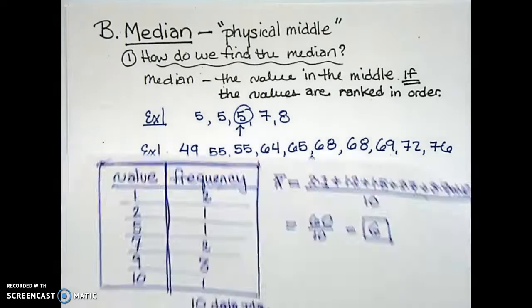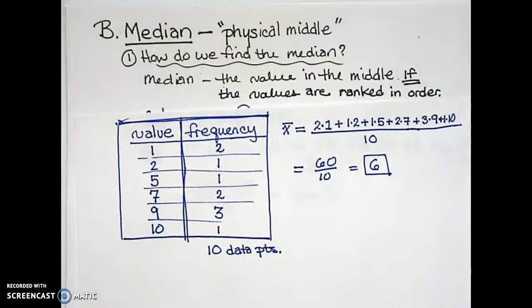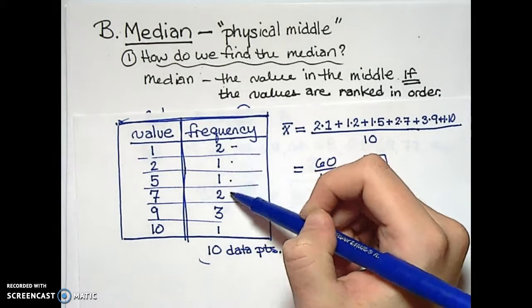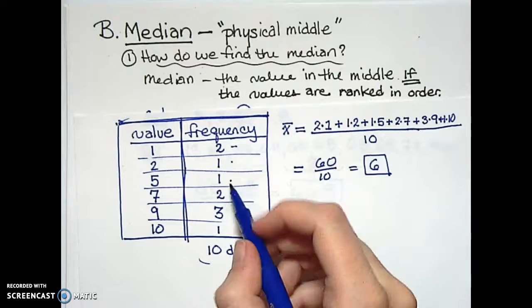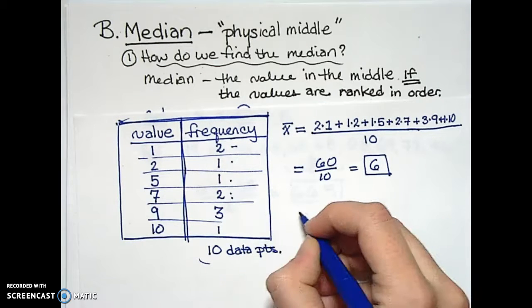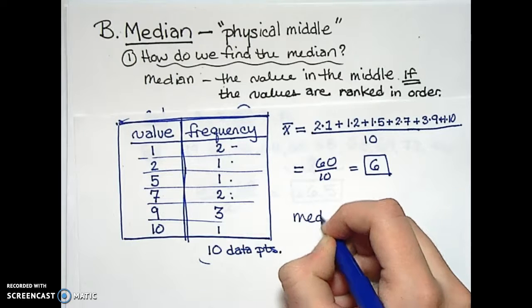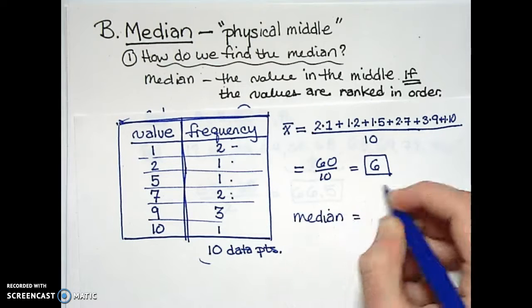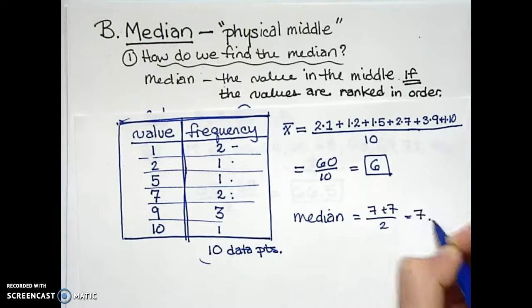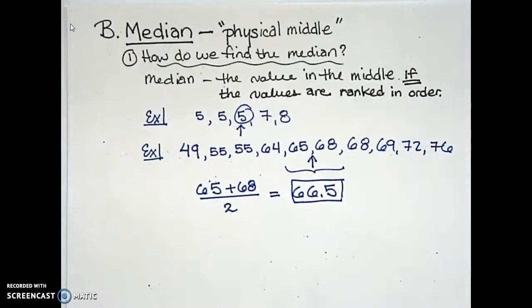In a similar manner, if we wanted to go back to our example where we were given the table of frequency distributions, how would we find the median of these 10 data points? We would count 1, 2, 3, 4, 5, and 6. The 5th and 6th values, or the two that bridge the middle, are both 7s. So the median here is equal to 7 plus 7 over 2, which is 7. So that answers the first question, how to find the median.